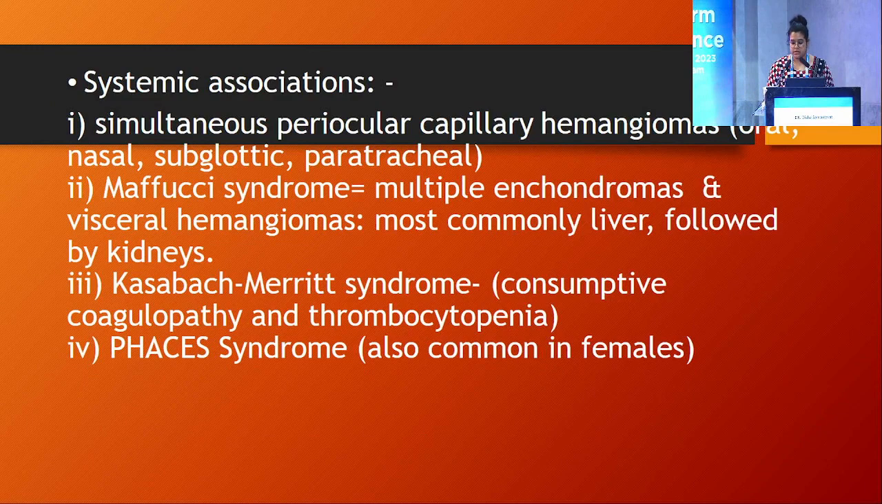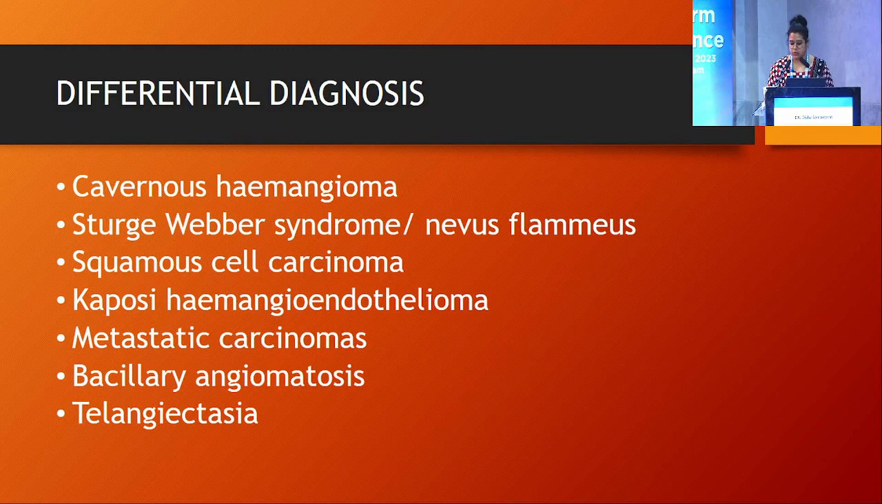There are multiple systemic associations with capillary hemangioma, which can be other hemangiomas in the head and neck region, Maffucci syndrome, which is associated with multiple enchondromas and visceral hemangiomas, Kasabach-Merritt syndrome, which is a consumptive coagulopathy associated with capillary hemangiomas in the head and neck area, and also PHACES syndrome. These are the differential diagnoses possible for my case, which include cavernous hemangioma, Sturge-Weber syndrome, Kaposi hemangioendothelioma, telangiectasias, and other carcinomas like squamous cell or metastatic carcinomas.